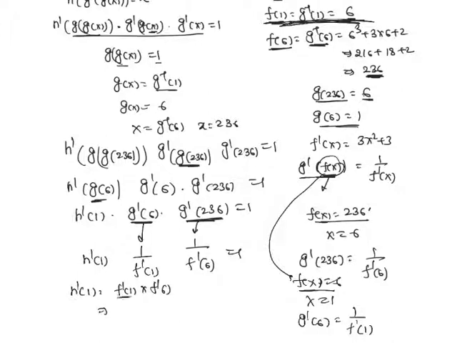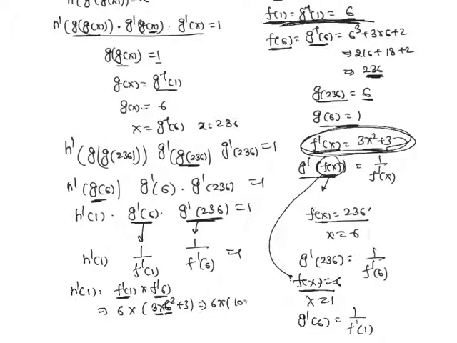If I put f dash 1, f dash x is nothing but 3x square plus 3. So if I put 1 here, we'll get 6 into f dash 6. If you put 6 here, what will we get? 3 into 6 square plus 3. 6 into 6 square, 36 into 3 is 108, plus 3. That is nothing but 6 into triple 1, that is nothing but 666. So f dash 1 equals 666. So B option is correct.